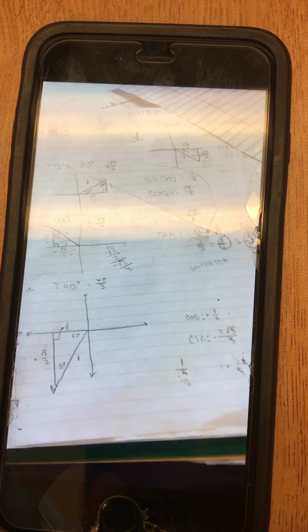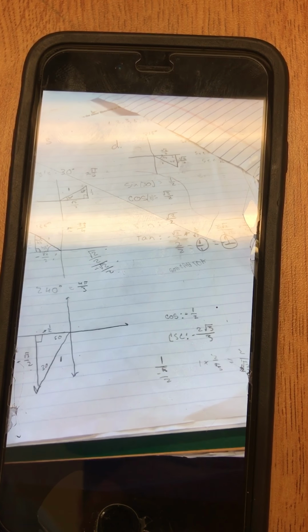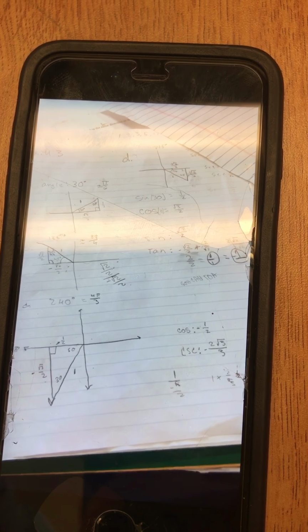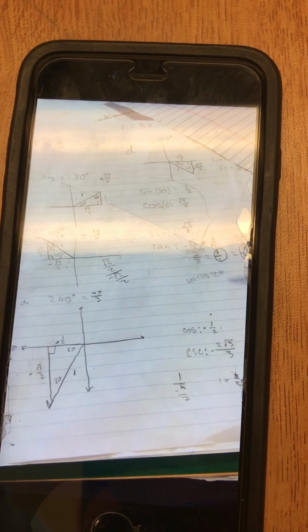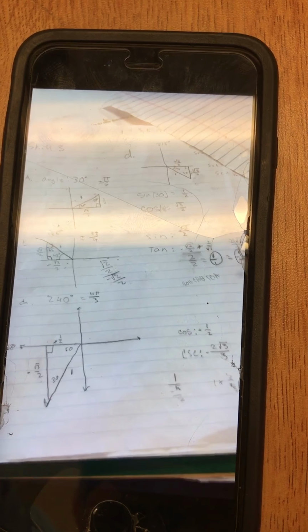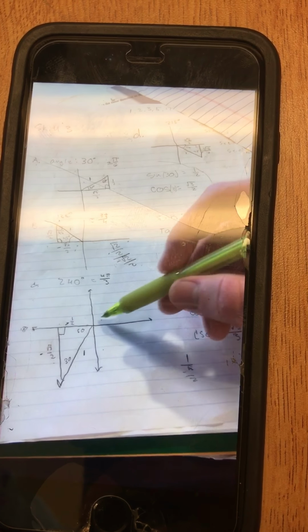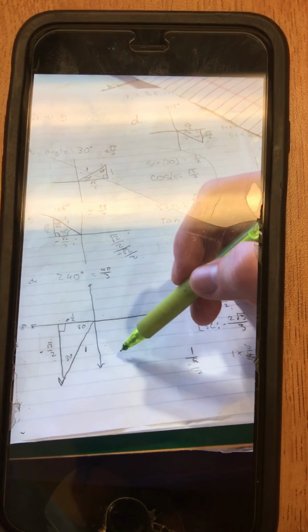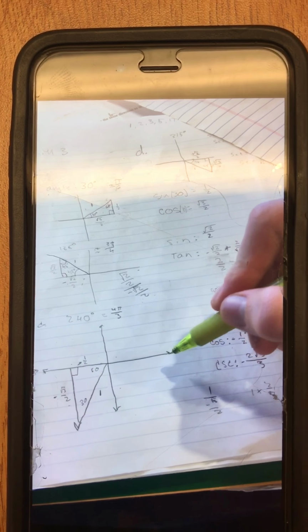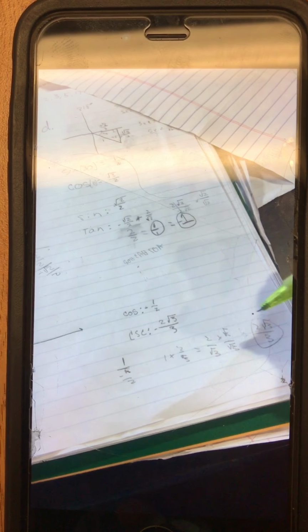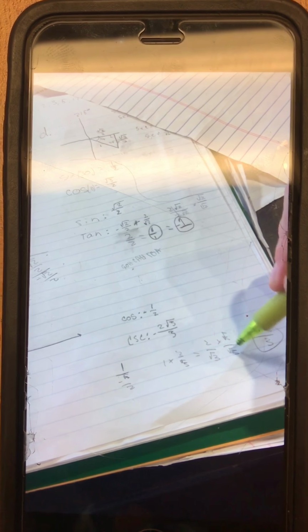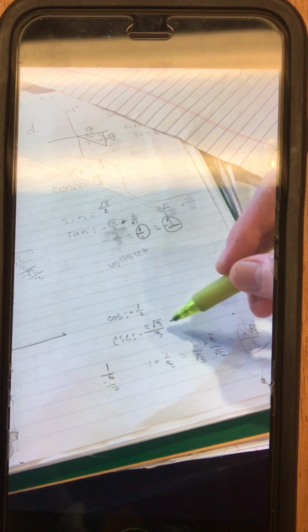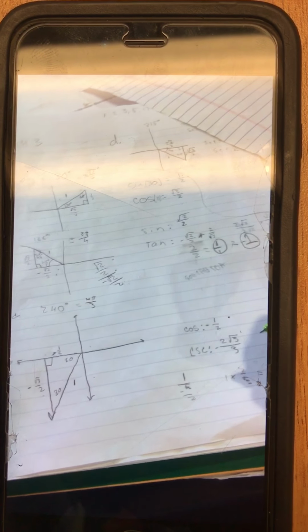For cosecant, it gets a little tricky here. We know that cosecant is the reciprocal of sine. So sine in this situation is negative root 3 over 2 over 1. So now it's 2 over root 3. And from there, we can simplify by multiplying by root 3 over root 3, and that gets us to -2 root 3 over 3.